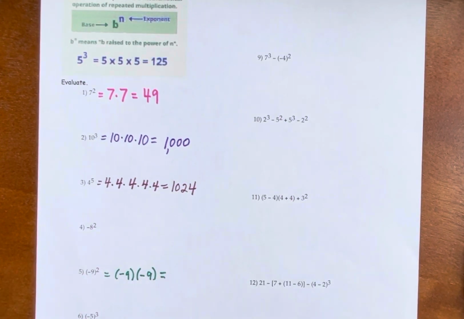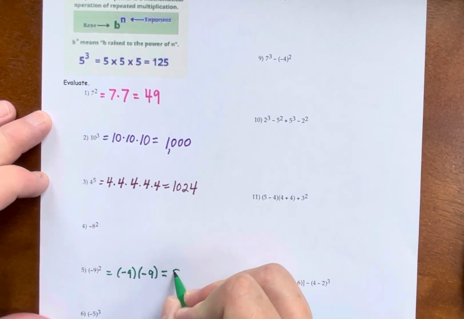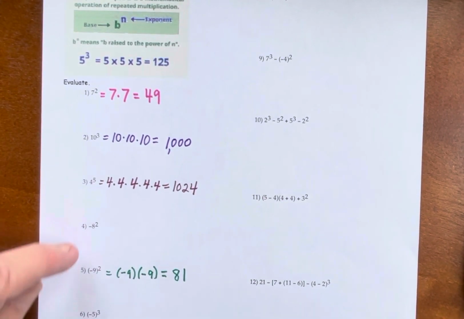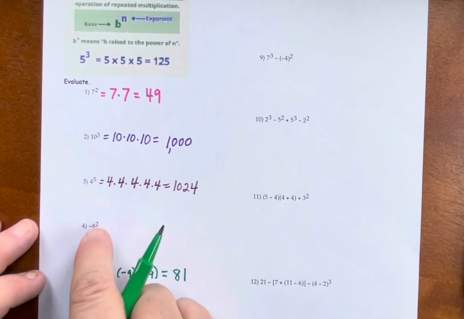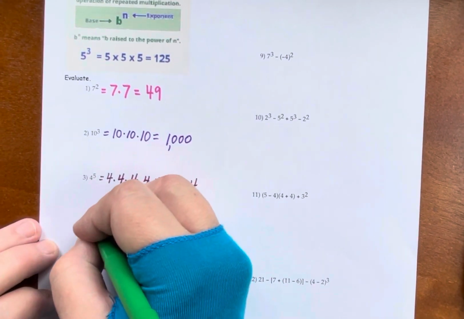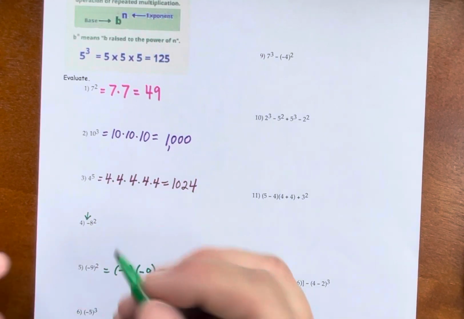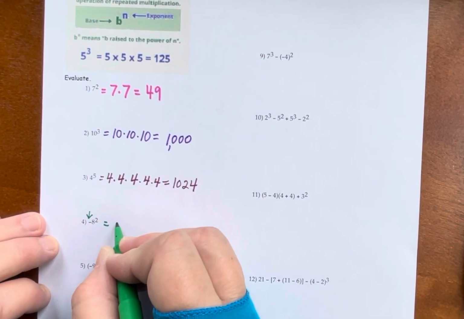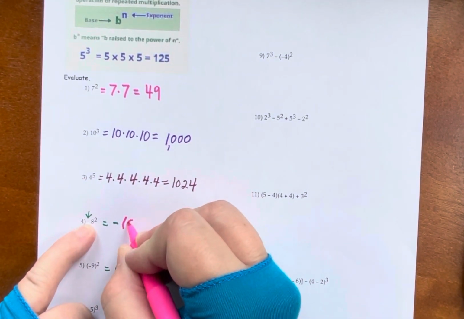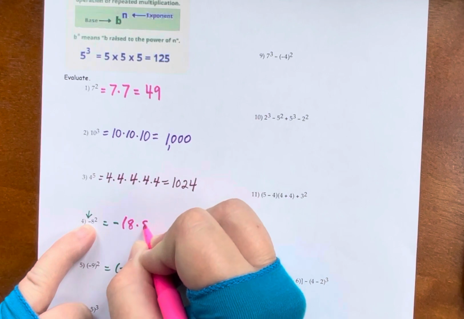Negative 9 times negative 9 is a positive. We did that in the last review. It's 81, okay? This is different here. The second degree power only applies to the 8. So that little negative that's sticking out front is just sticking out front. So it's like we have a negative. You could even think of it as a negative 1. And then 8 squared means 8 times 8.